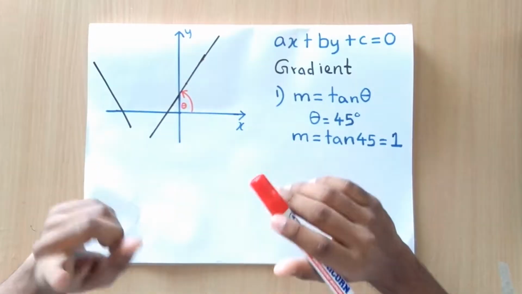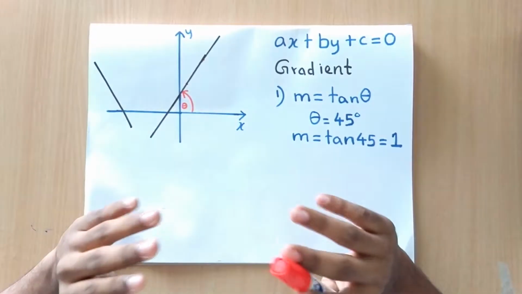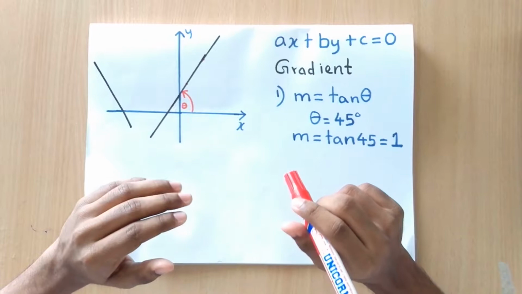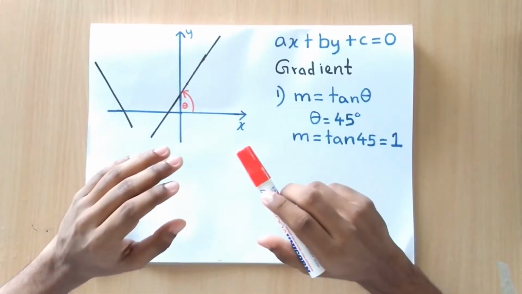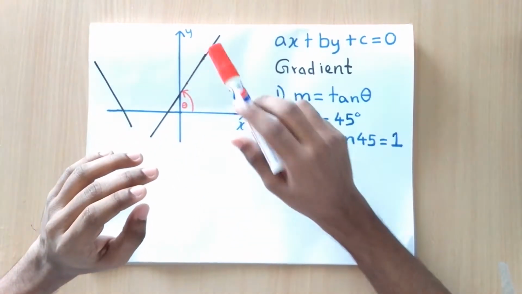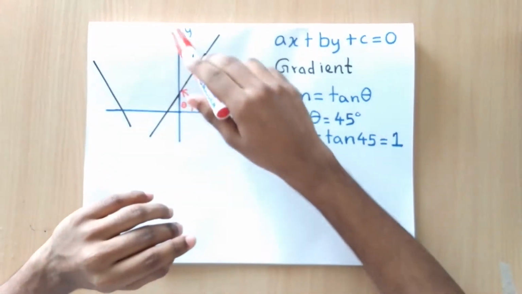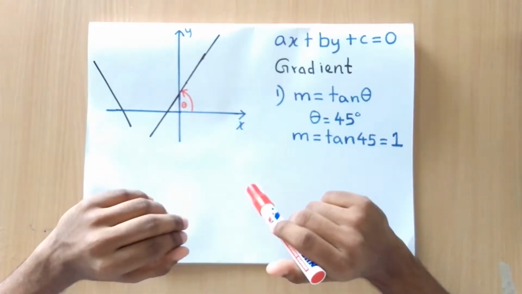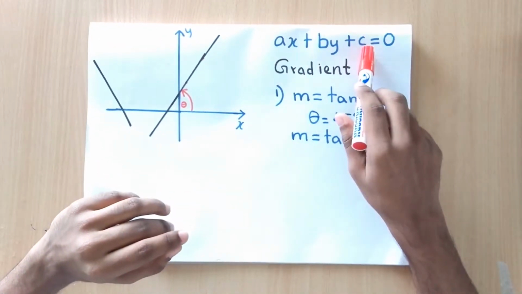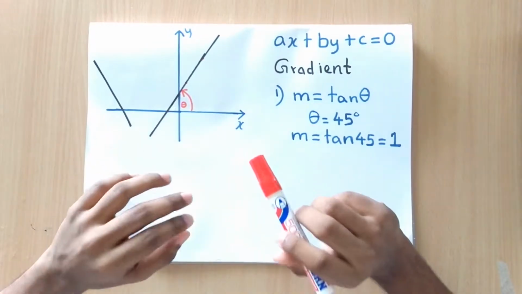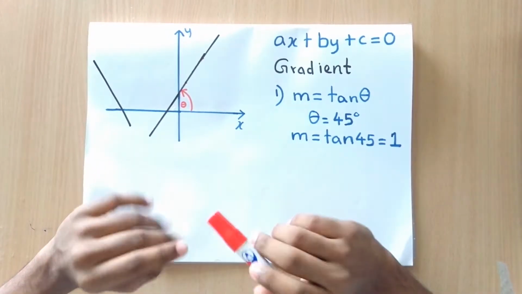Hi everyone, this is the first video in our chapter straight lines, and today you will be introduced to the properties of a straight line. A straight line is basically a line drawn between two stationary points on a Cartesian plane. It is given in the form ax + by + c = 0. Now let's look into the properties of a straight line.